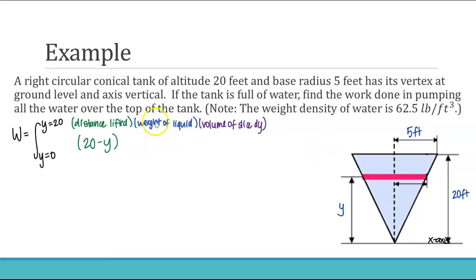And then what we're going to need is the weight of the liquid. Well, the good news is that because we are given weight density in terms of pounds, we don't need to additionally include gravity. So our weight of the liquid is simply 62.5 pounds per feet cubed. So I'm going to put 62.5, and let's put the units on there just like last time, pounds per feet cubed. 20 minus y, that was in feet. And then what we're going to need this time is the volume of the slice.